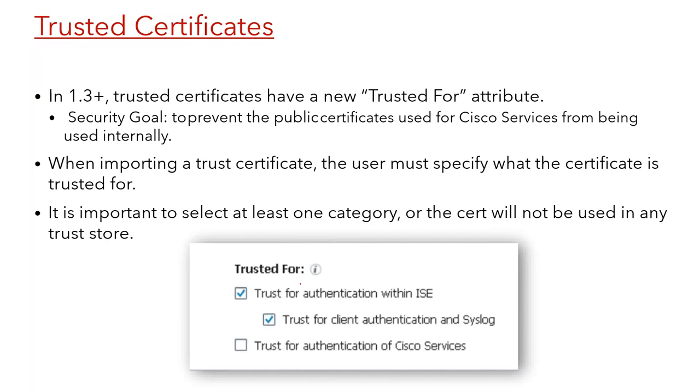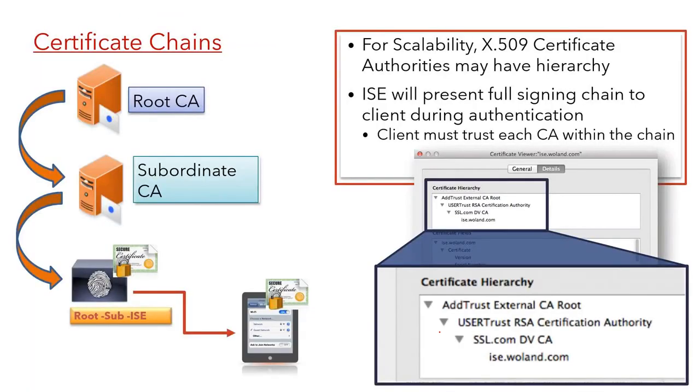So this trusted certificate is trusted for authentication within ISE, trust for client authentication and syslog. Now if you do the check mark, that means these services, whenever required in the back end, have to complete the certification process, and only then can you use certain services. Correct?